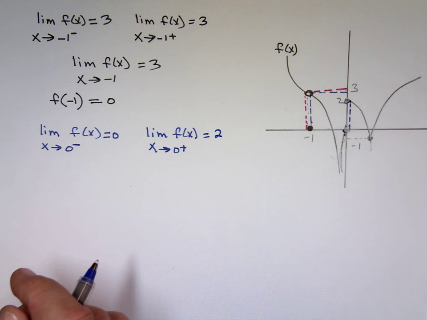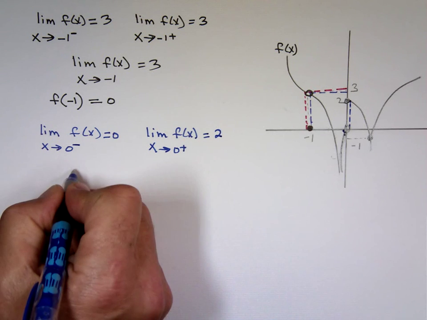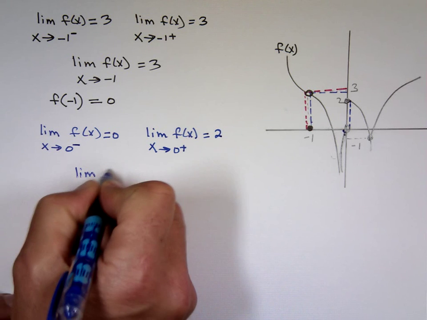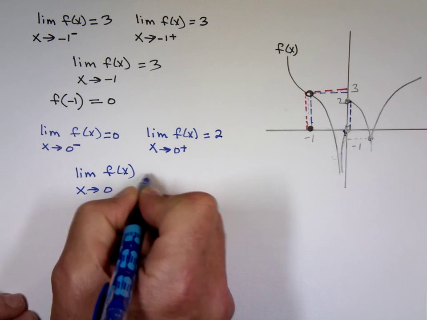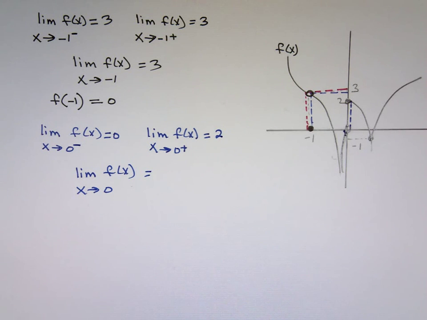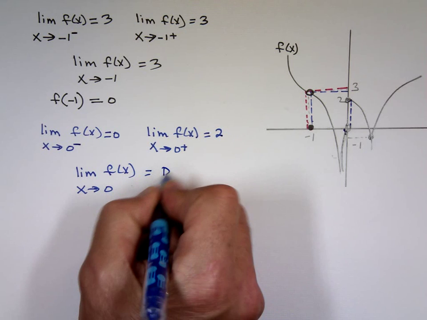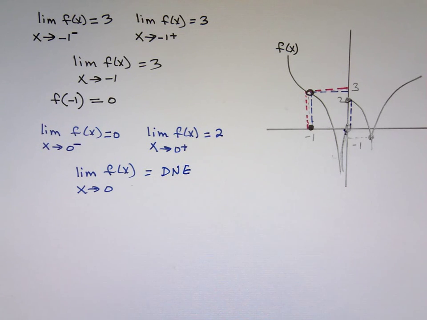Is there a limit now? What's the limit of f of x as x approaches 0? Does not exist. There's no limit. If the limit doesn't exist, the function can't be continuous. The limit has to exist, the function must be defined, and they have to equal each other. If one of them fails, it's not continuous. You can see there's a hole in it.